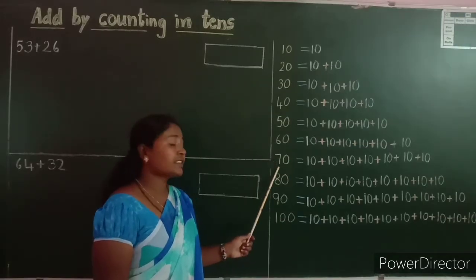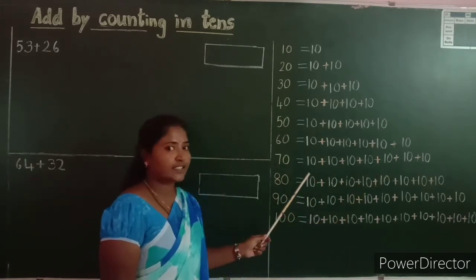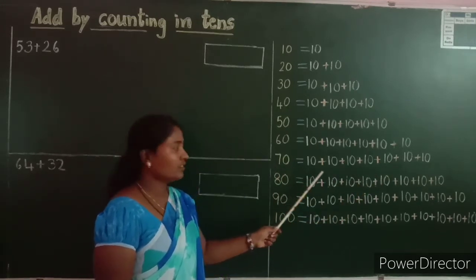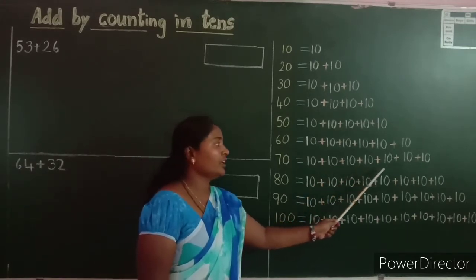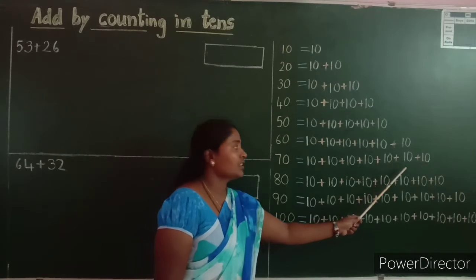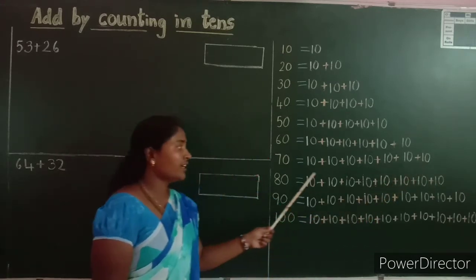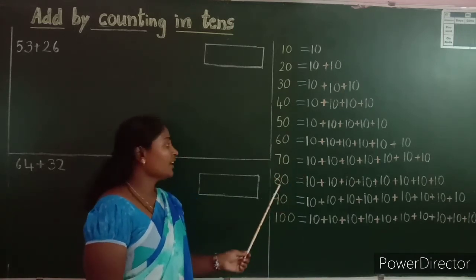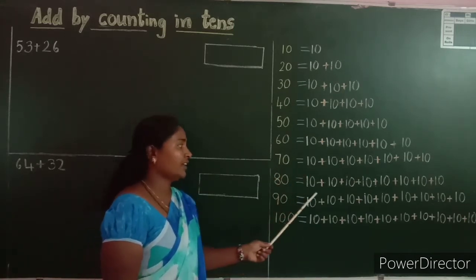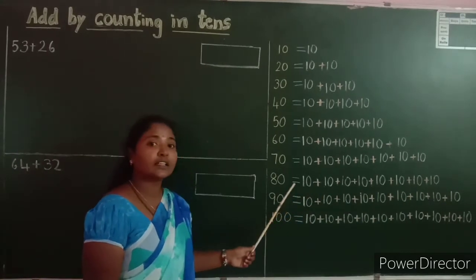Next, 70. How many tens in 70? Let's count. 10, 20, 30, 40, 50, 60, 70. 7 tens make 70. Next, 80. Here, 8 tens. 8 tens make 80.